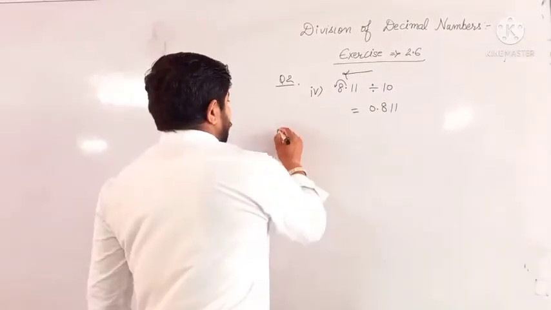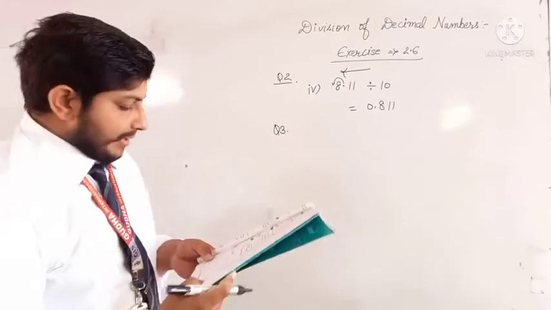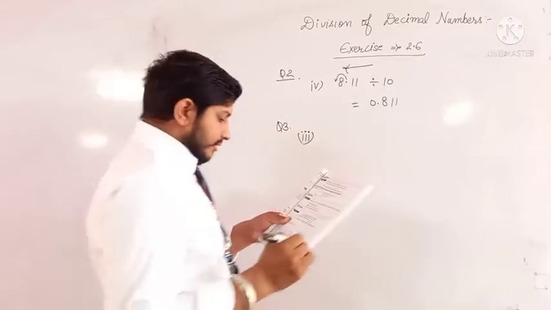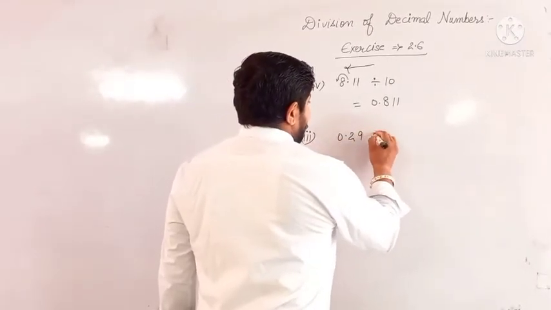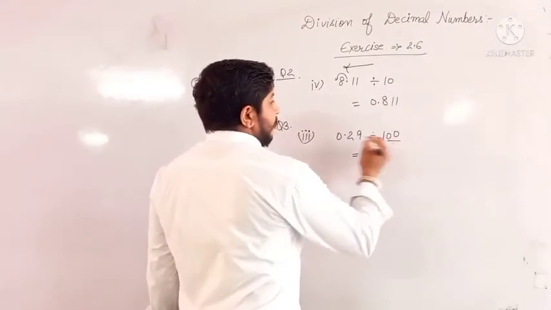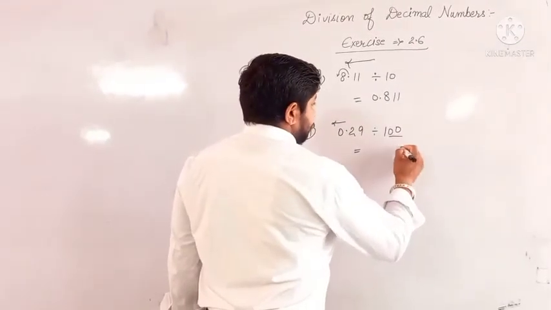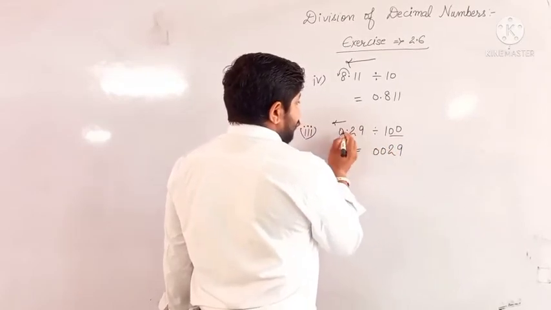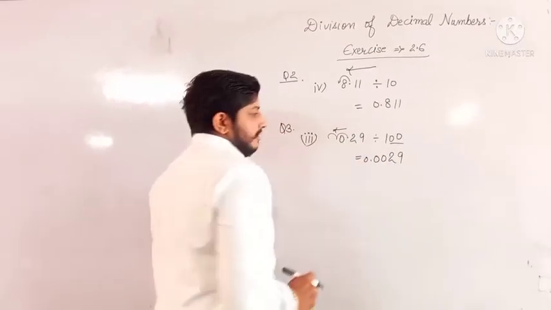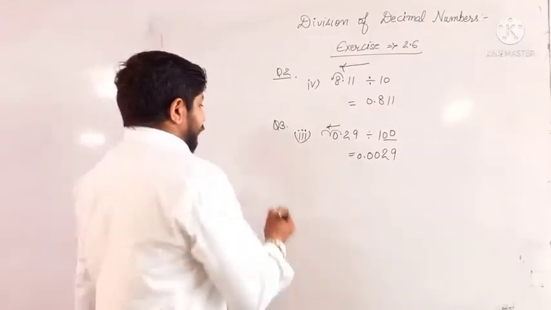Next question, question number 3. In question number 3, I will solve here, beta, the third part. The remaining part you will solve by yourself. 0.29 divided by 100. How many zeros are here? 2 zeros. So your decimal goes 2 digits towards the left. Okay. So what is your answer? 29, 2 digits from here, 1 2, means 2 zeros we write here, 1 2, and then we put the decimal. So what is our answer? 0.0029.